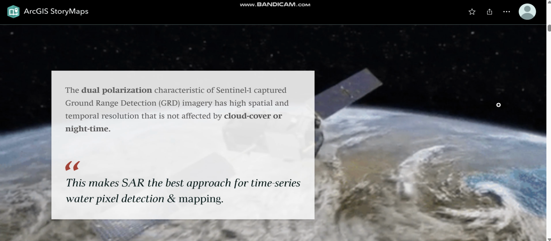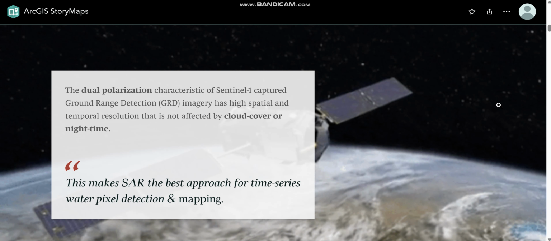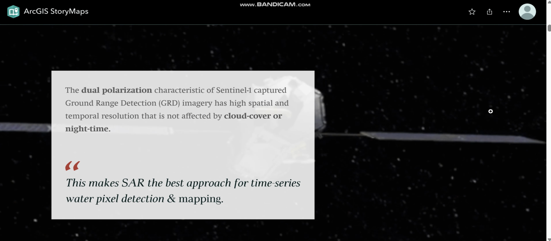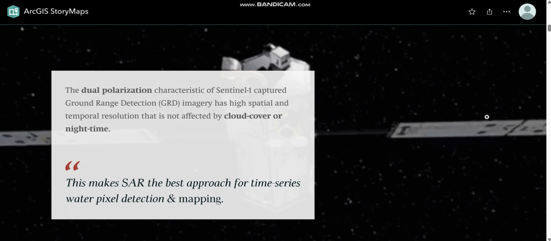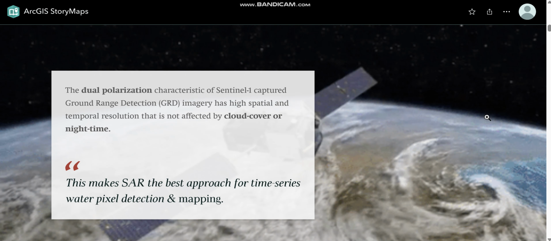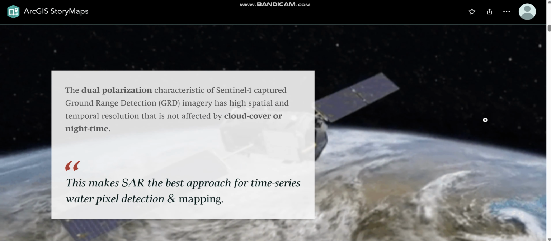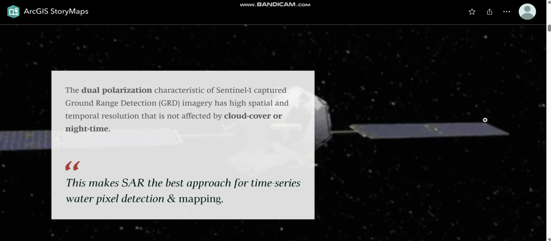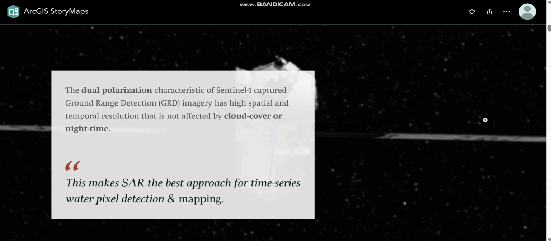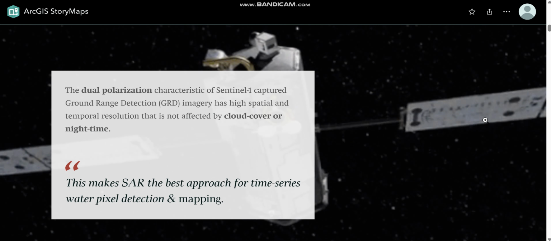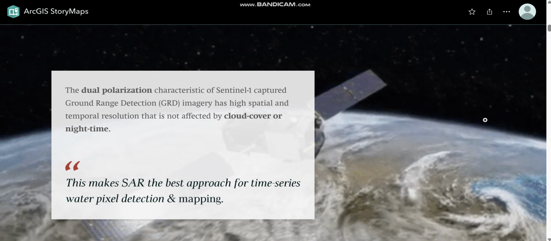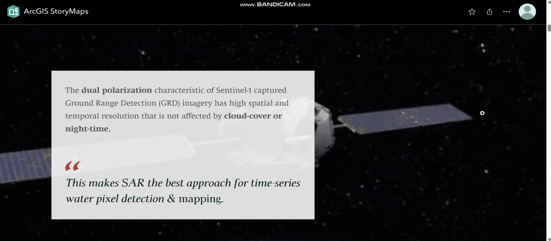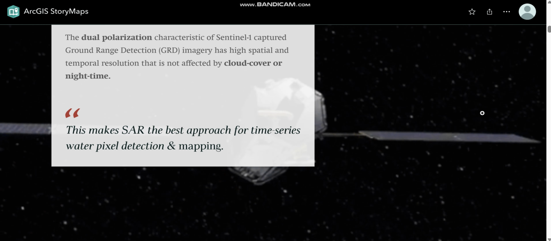The dual polarization characteristic of Sentinel-1, that is the VV polarization, is of high spatial and temporal resolution that can even penetrate the cloud cover, which is in bad weather and at night time also, which is a greater advantage so that we can monitor the real time flood events and the water and non-water pixels and how they are changing with time. This makes it the best approach for the time series water pixel detection technique.